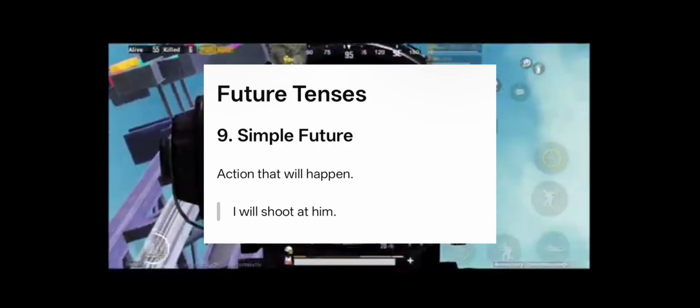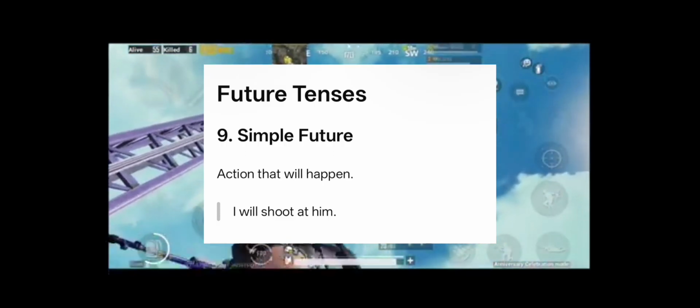Next, we move on to future tenses. First, we have the simple future tense. This tense states an action that will happen in the future. For example, I will shoot the target. Here, the verb form is V1. So, I will shoot the target. Subject plus will plus verb 1 plus the remaining of the sentence.